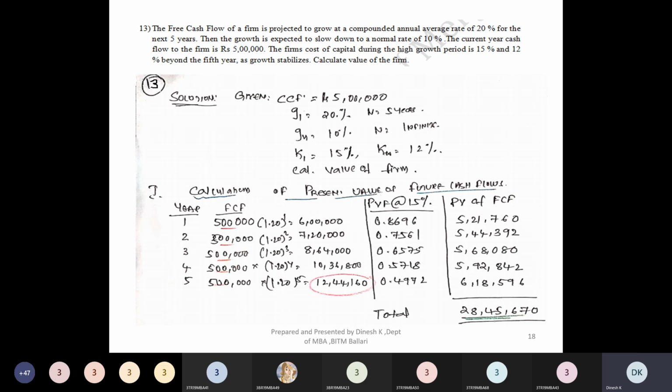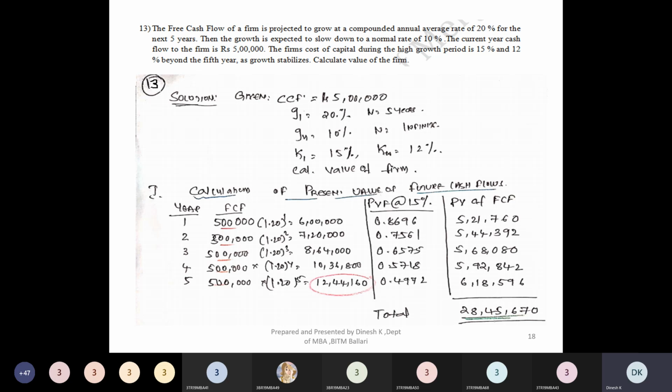So this free cash flow is going to grow at 20% per annum for the next 5 years, and then the growth rate is expected to slow down to a normal growth rate of 10%. It means for the first 5 years, the growth rate is going to be 20%. After 5 years, the growth in the cash flows is going to be 10% per annum.